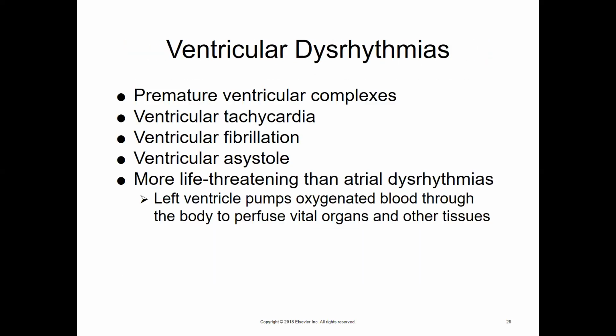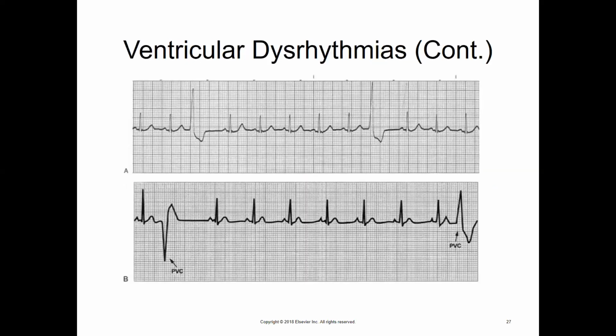Okay, so these are some EKGs that show ventricular dysrhythmias. The top one, A, is a normal sinus rhythm with a unifocal PVC, premature ventricular complex. These really aren't going to make any sense to you, but you can see what a normal sinus rhythm looks like, so you can see a difference there.